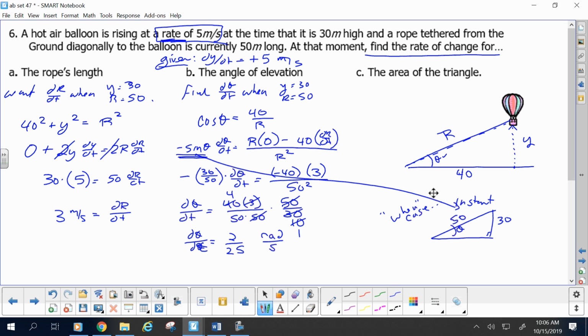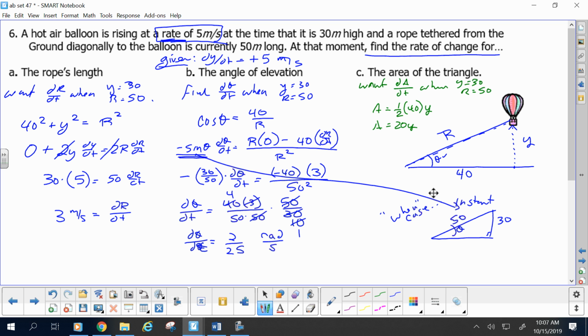Okay. Are we with me? Yeah. Cool. In C, we want the change in the area when y is 30 and r is 50. I don't think the r matters in this case, but whatever. What's the equation you'll use if you want the rate of change of the area? 1/2 base times height, and base is 40, and height is y. So it feels like the easiest equation is area is 20y.